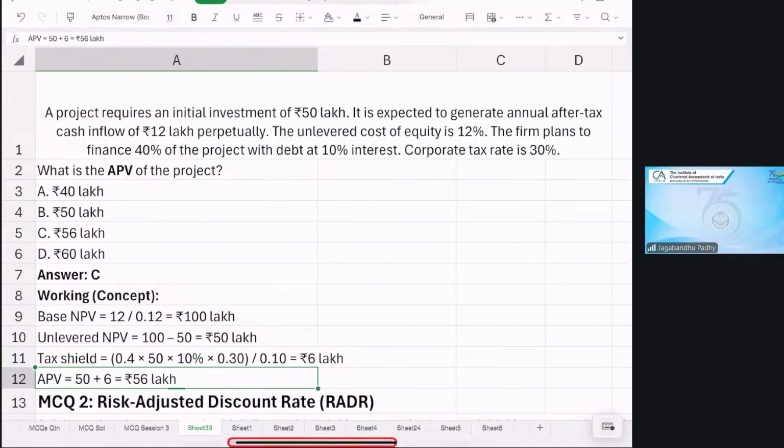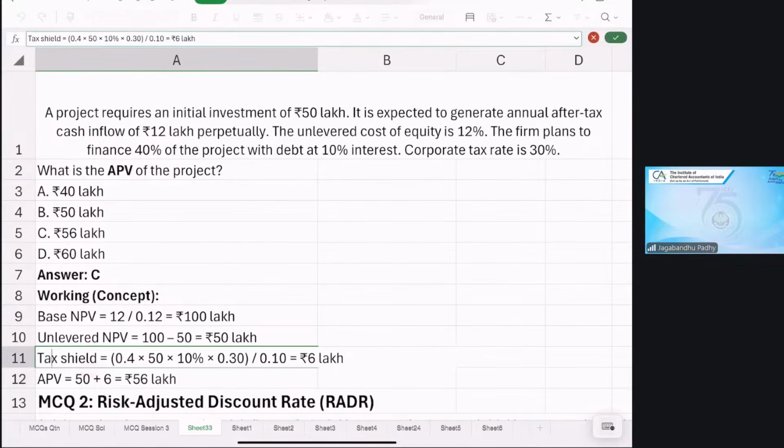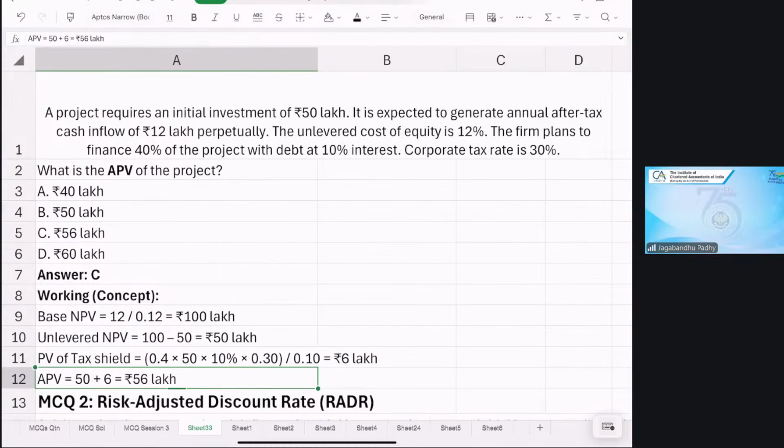So the tax shield is computed, or rather, this is the present value of the tax shield. 50 lakh is your normal unlevered NPV. On that, we have a tax shield benefit of 6 lakh. So that gives the APV as 56 lakhs. Adjusted present value is 56 lakhs. Okay. Did you get this, everyone?